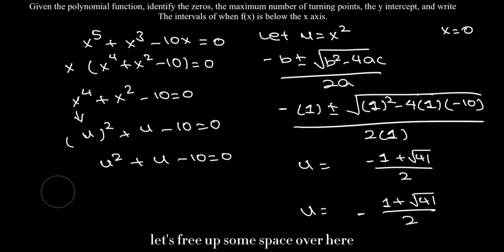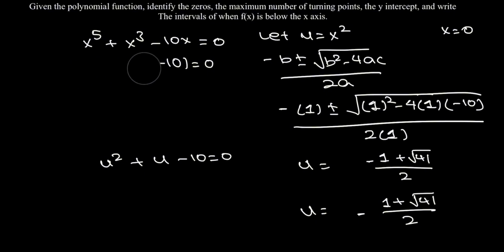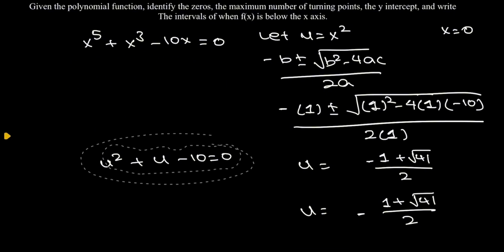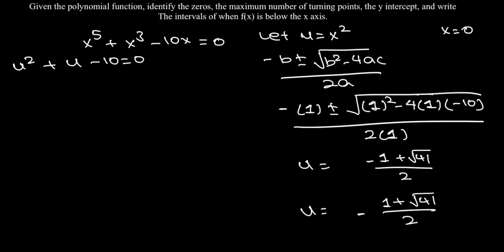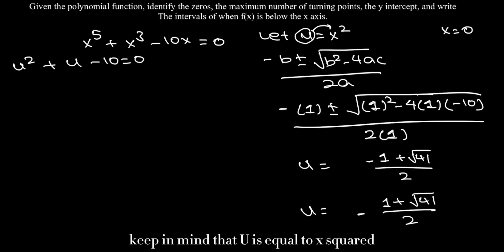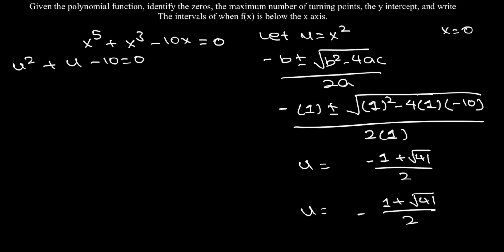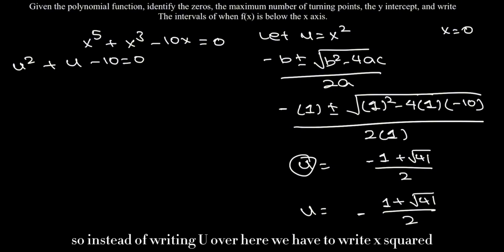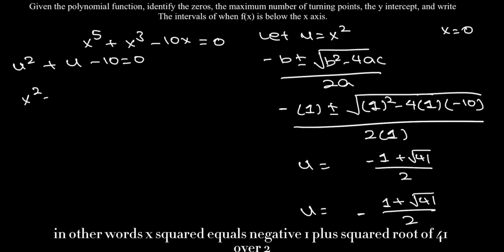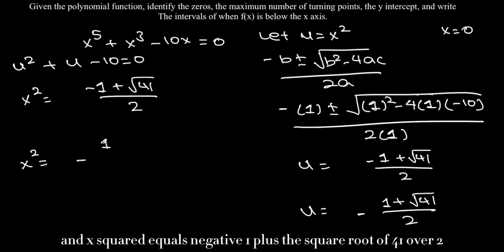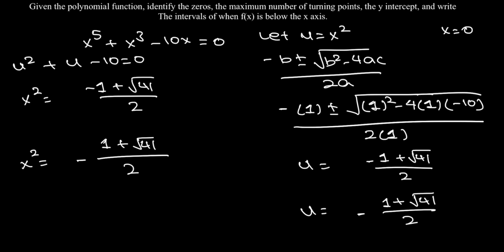Let's free up some space over here. Keep in mind that u is equal to x squared. So we still have some solving to do. Instead of writing u over here, we have to write x squared. In other words, x squared equals negative 1 plus the square root of 41 over 2, and x squared equals negative 1 minus the square root of 41 over 2. We still have to solve this out.